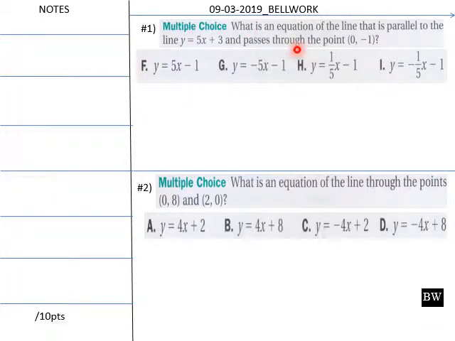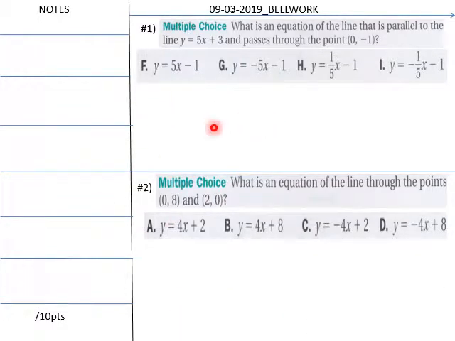We have a multiple choice up here. What is the equation of the line parallel to y equals 5x plus 3 and passes through 0, -1? Students figure that one out up here. And then again, multiple choice: what is the equation of the line through the points 0, 8 and 2, 0? Give your students 6 minutes for this one.